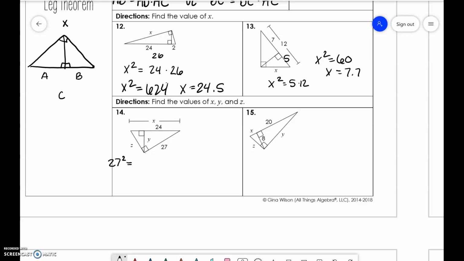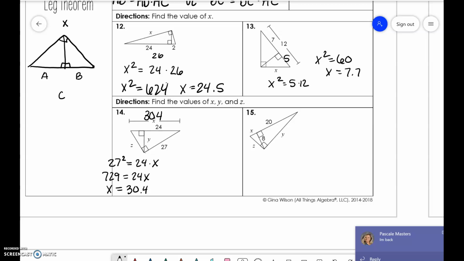So 27 squared is equal to 24 times X. 729 is equal to 24X. X is equal to 30.4. Now that's going to help us because we can figure out what that other side is. So if we have 30.4 minus 24, that is 6.4 here. So now we can find y. Y squared is equal to 6.4 times 24.